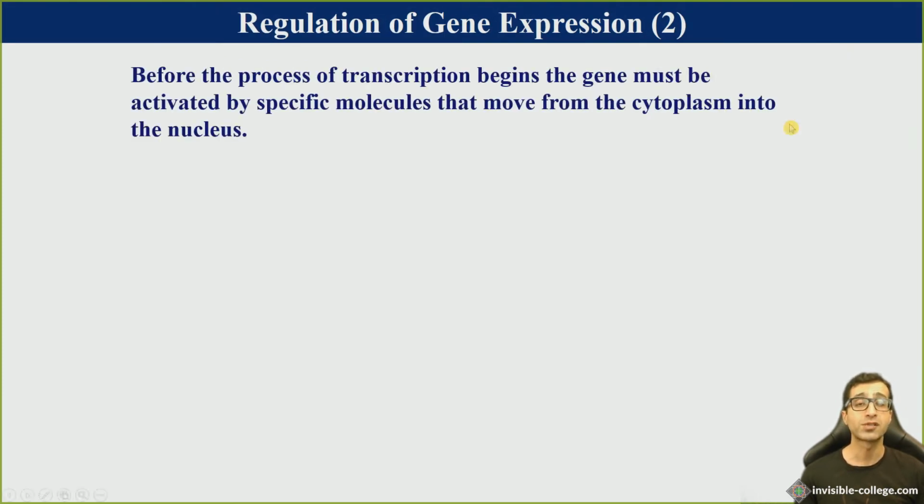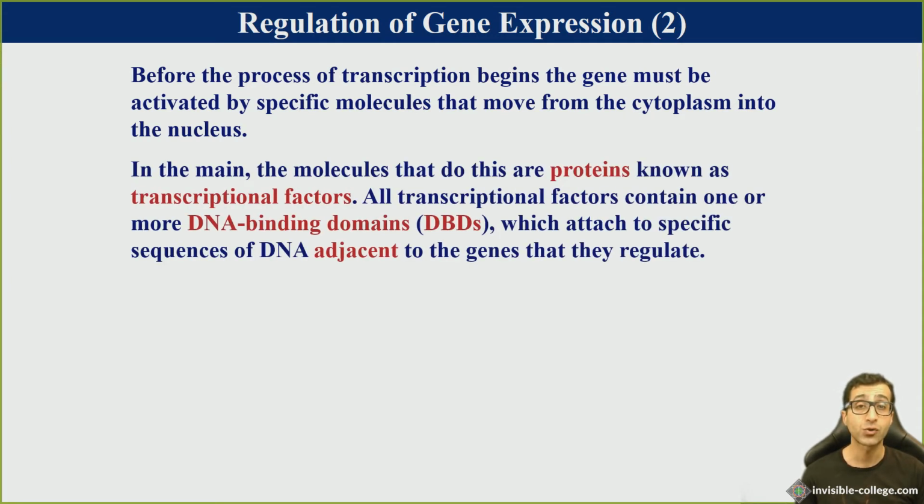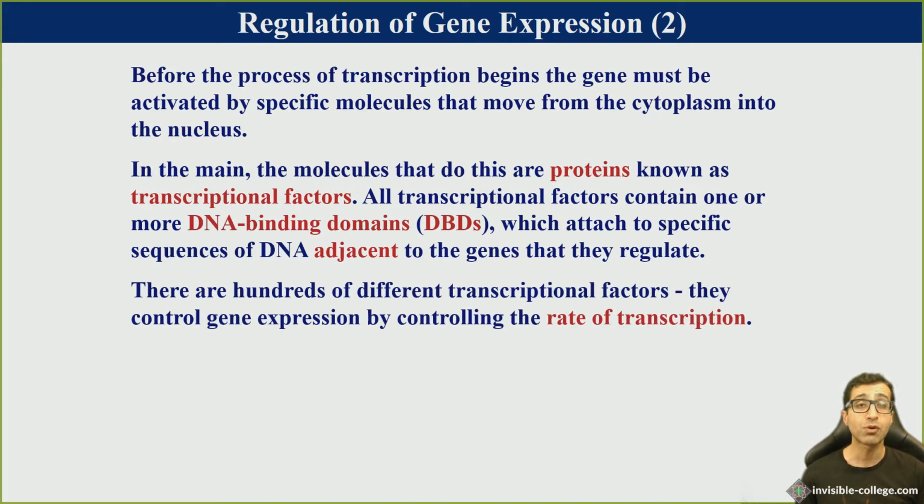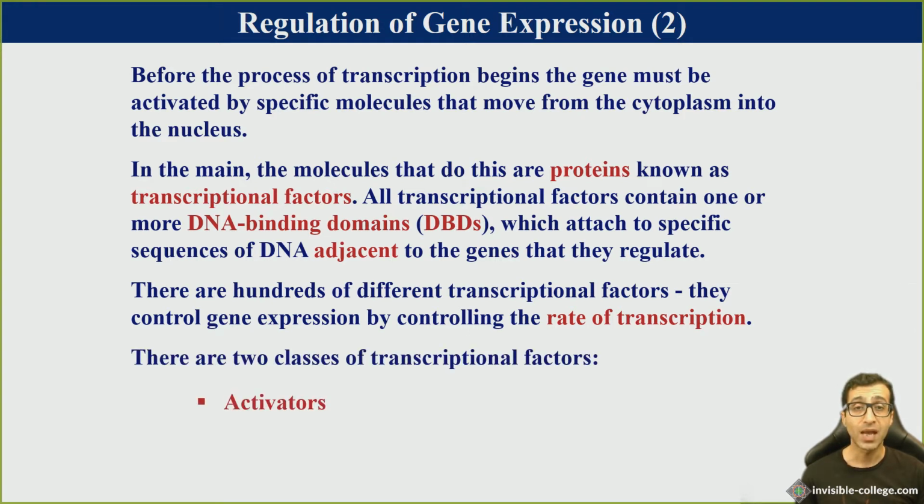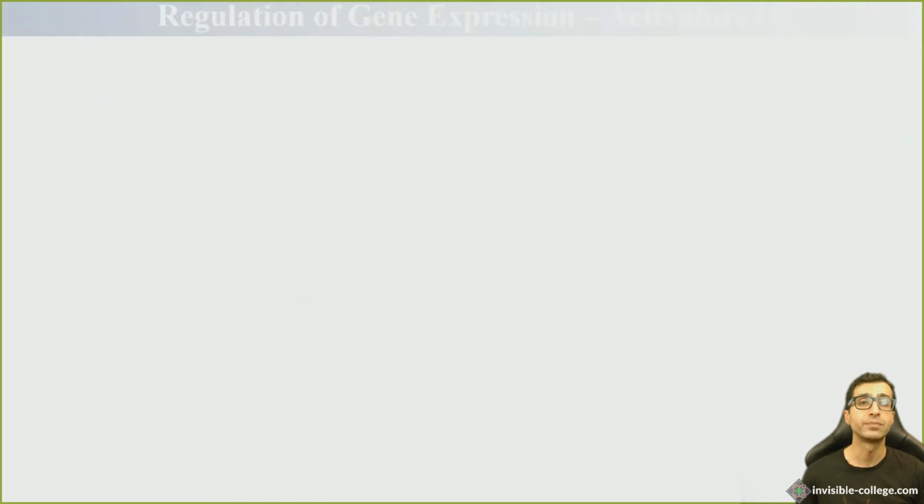Now, before the process of transcription begins, the gene has to be activated by specific molecules that move from the cytoplasm into the nucleus. Now, for the most part, these molecules are proteins which are referred to as transcriptional factors. Now, all of these will contain one or more DNA binding domains which can attach to specific sequences of DNA adjacent to the genes that they regulate. So there are hundreds of different transcriptional factors, and they control gene expression by controlling the rate of transcription. So there are two general classes of transcriptional factors. There are activators and there are repressors, sometimes called inhibitors.